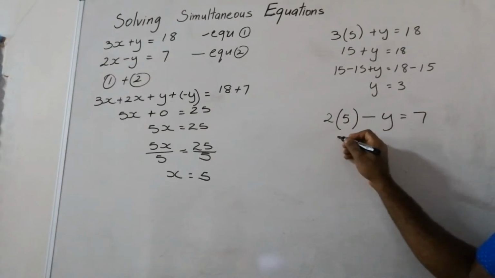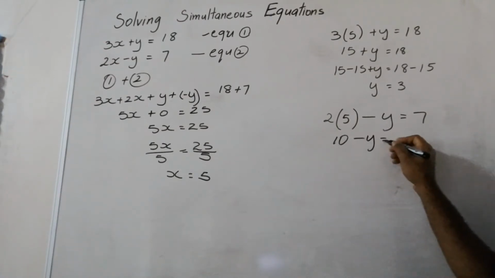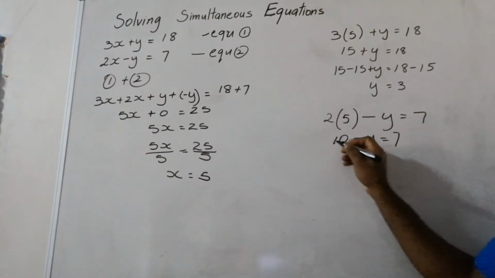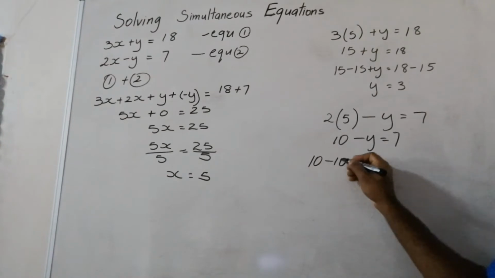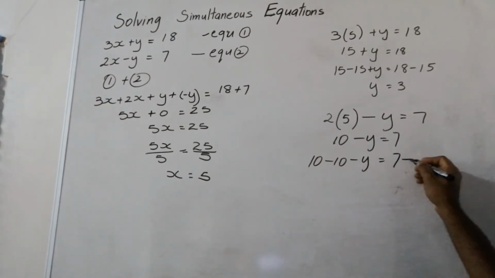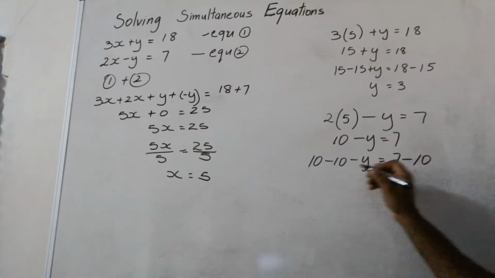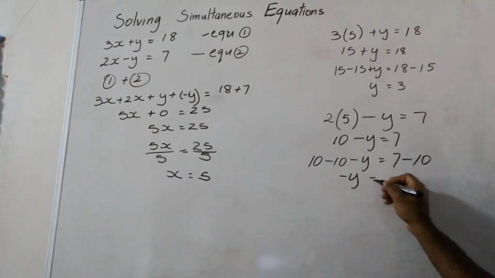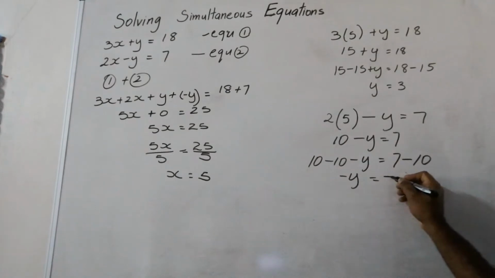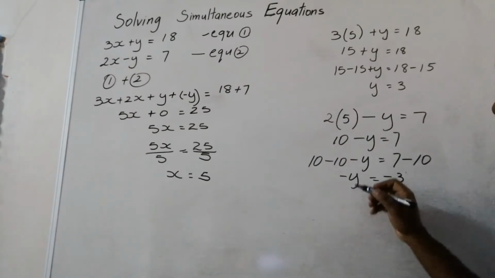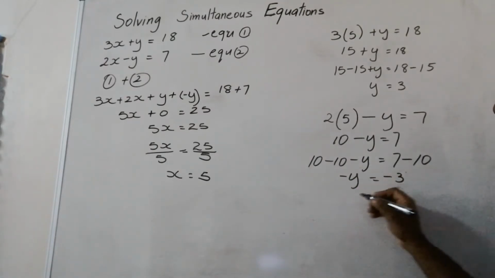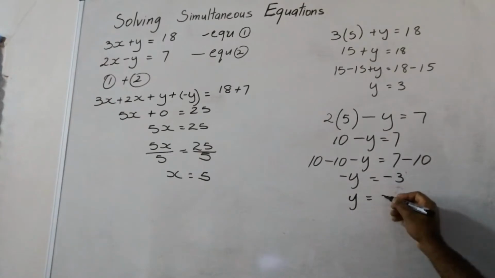5 2's 10, take y is equal to 7. So to get rid of our 10 here, we subtract, since it's positive, 10. Take 10 minus y is equal to 7 take 10. So that will give us minus y is equal to 7 take 10, which will give us minus 3. So negative y is equal to negative 3. But we don't want what negative y is, we want what positive y is. So if negative y is equal to negative 3, positive y will be equal to positive 3.